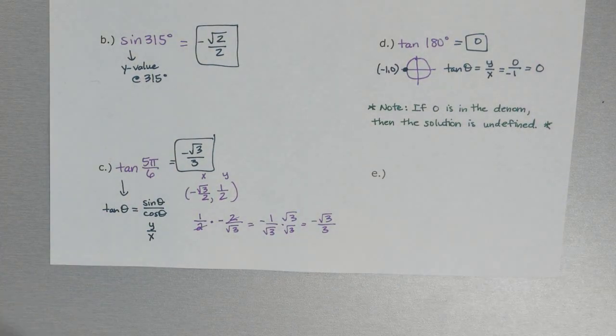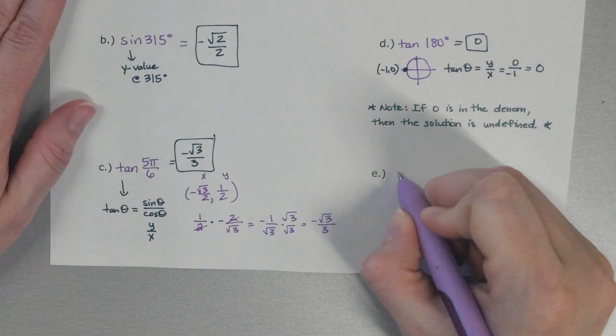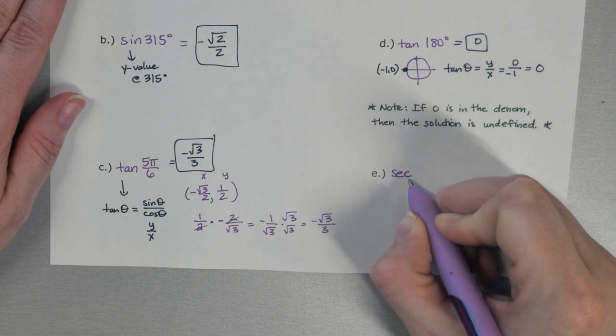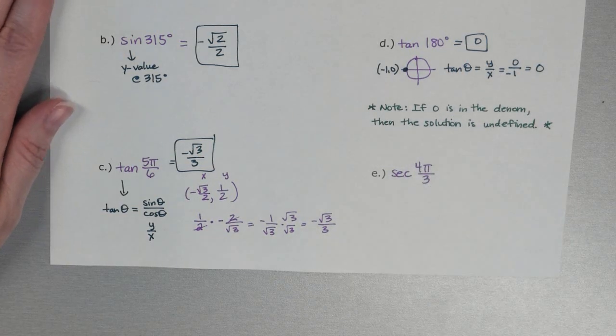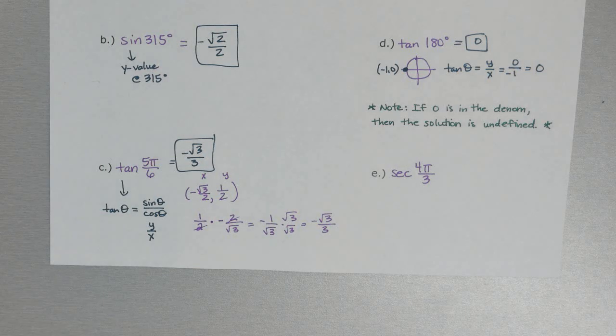Alright, and then let's try this one. You can also have this function, the secant of 4 pi over 3. So let's review what that means. The secant is related to another function. You guys remember what function it's related to? It's related to cosine. Now, let's make sure we get the right word. It's not the inverse, it's the what? Reciprocal. Good. It's also not the opposite.